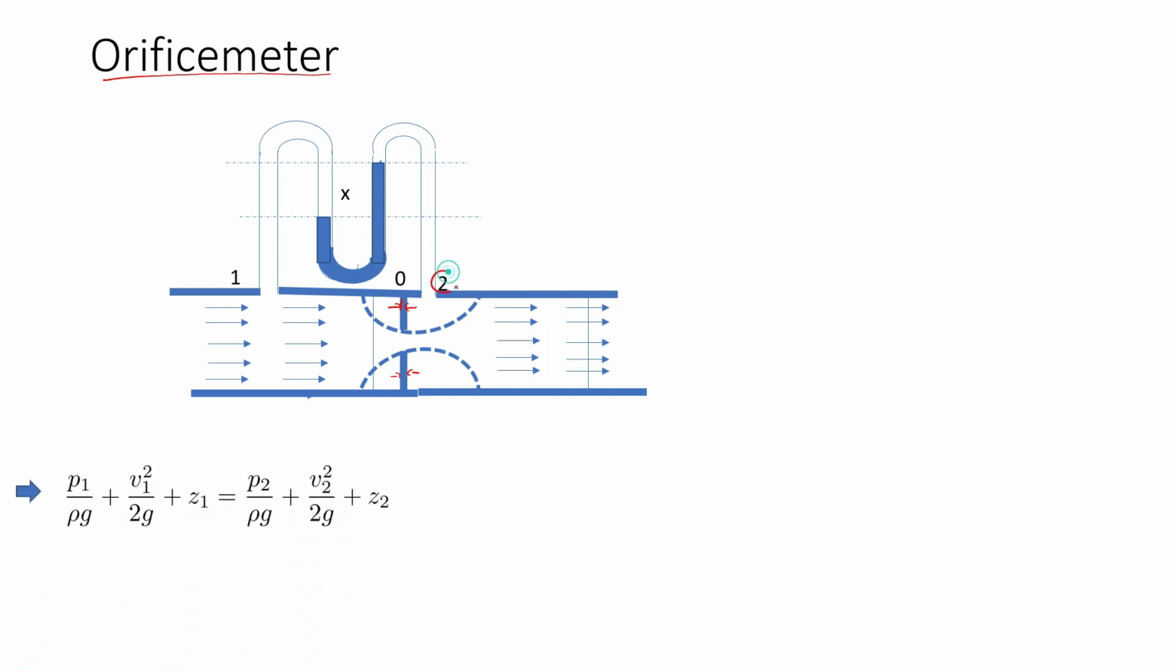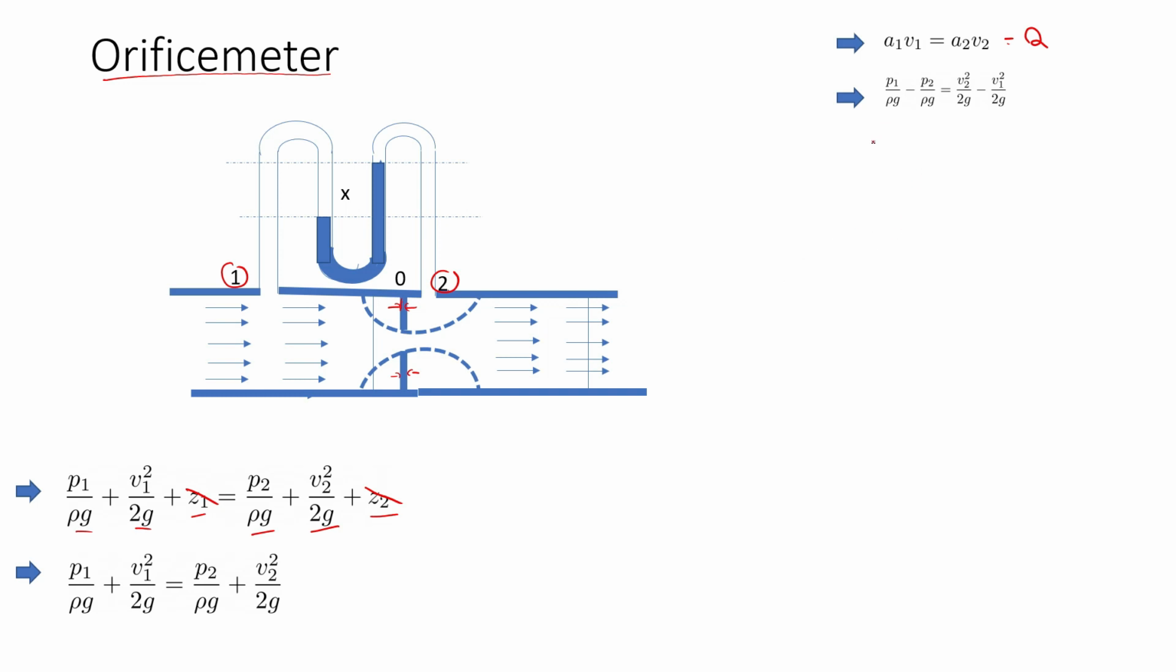Again, we are taking 2 points, 1 and 2, and applying Bernoulli's equation. That is P1 by rho g plus V1 square by 2g plus Z1 is equal to P2 by rho g plus V2 square by 2g plus Z2. Since they are at the same level, you can cancel Z1 and Z2. So you will get P1 by rho g plus V1 square by 2g is equal to P2 by rho g plus V2 square by 2g. And you know that the discharge is equal to A1 V1 is equal to A2 V2. This is the one-dimensional continuity equation.